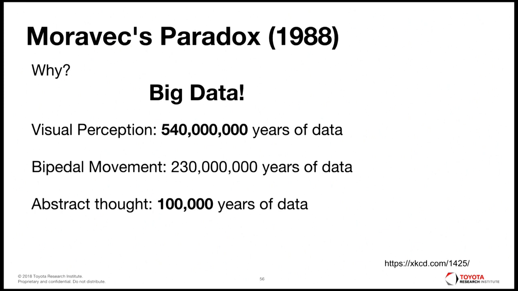So that's the main reason why we believe Moravec's paradox exists, because, again, we go back to this notion of embodied cognition. This body, I know it doesn't look like it, but it's a super sophisticated machine that resulted from millions of years of evolution. And in that case, visual perception has a lot more training data than abstract thought.